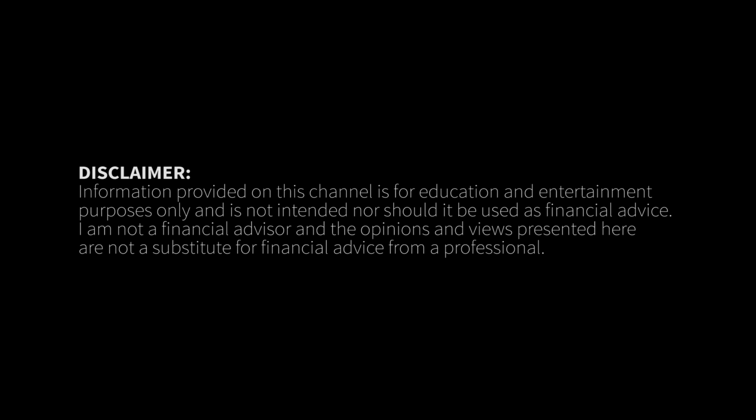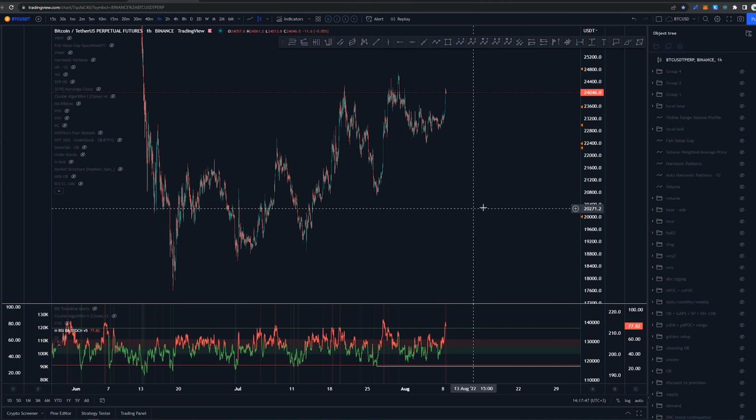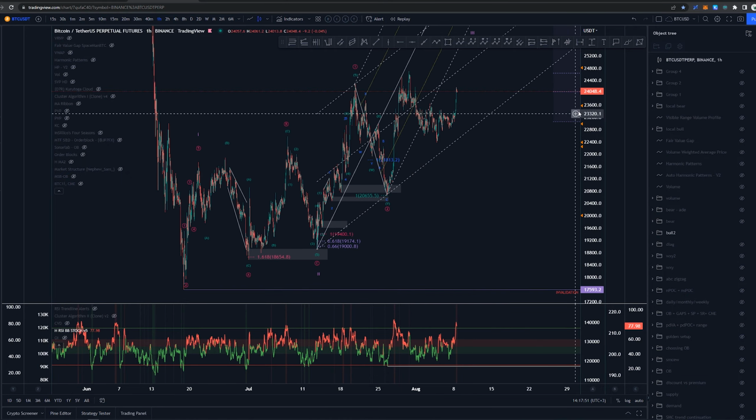I'll cover wave analysis with Elliott Wave theory and provide multiple scenarios the price may take, and explain why I prefer one count over another. Let's take a look at the different possibilities, starting with the bullish one first.